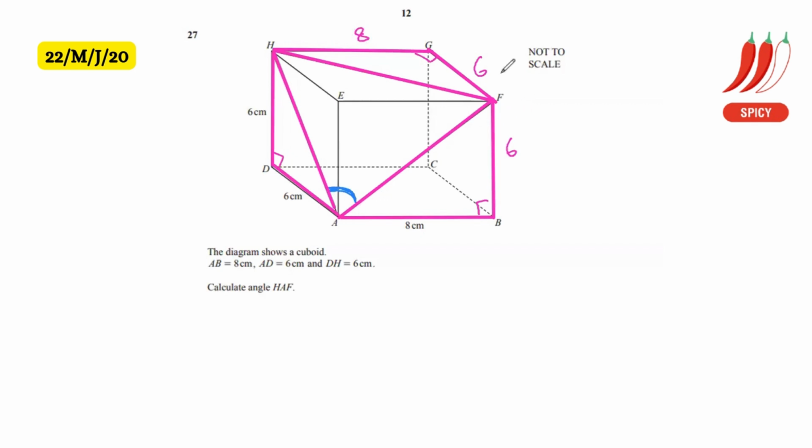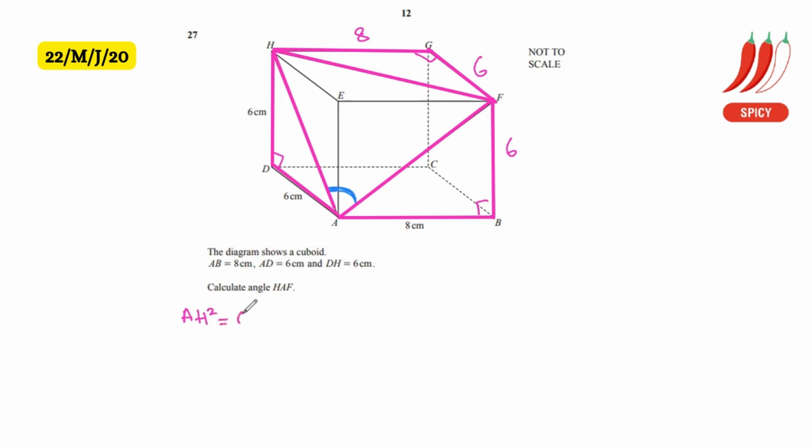And once we have all three lengths, if you remember the conditions for the cosine rule, you can use it if you have two lengths and the angle between them, in which case you're trying to find a missing length. Or if you have all three lengths, you can also use the cosine rule, given that they're asking you to find the angle. In our case, once you find all three lengths, we can easily find the angle HAF. So let's start with finding AH squared first.